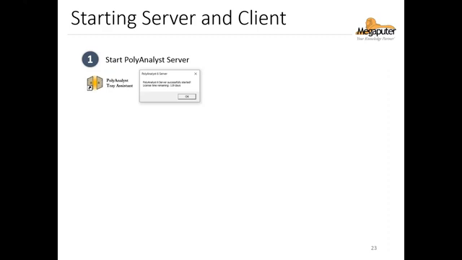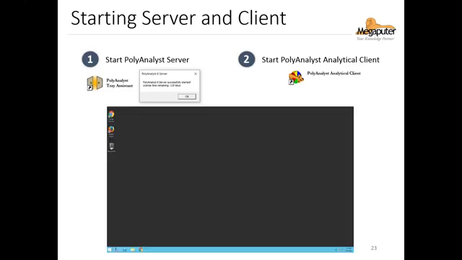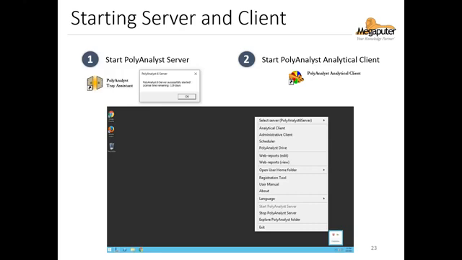So once we know that the PolyAnalyst server has started, next we want to start our client application. In this case, we're just going to go with the analytical client. So here we're going to click on a user machine that's connected. In this scenario, we're still using a remote connection, via the network to our Windows Server machine. We're going to click on the Tray Assistant, and this time we're clicking on Analytical Client. This is if we want to start the thick client.